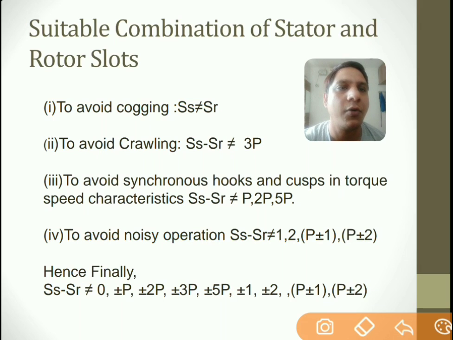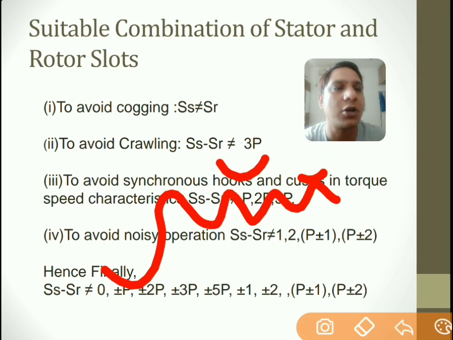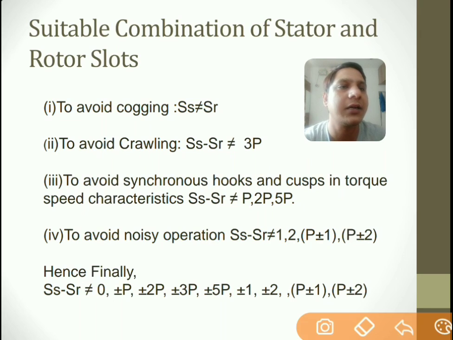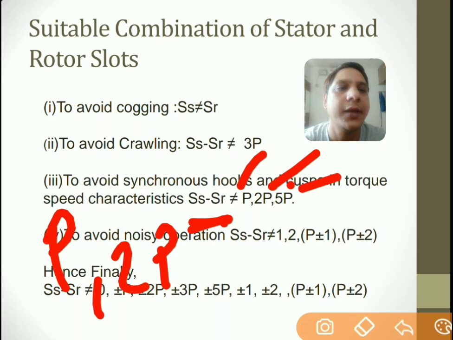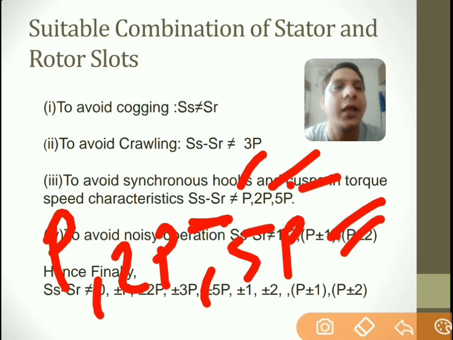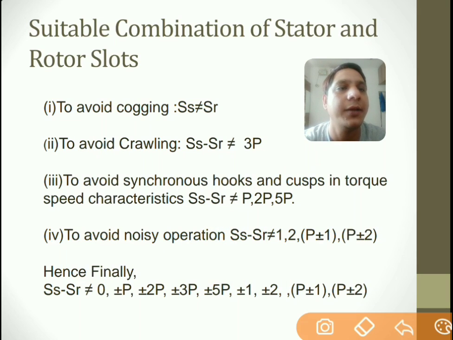Apart from that, if you want to avoid synchronous hooks and crawls in the torque, which is useful for some applications, if you want to avoid hooks and curves in the torque speed characteristic, then the conditions are that SS minus SR, the stator slots minus rotor slots, should not be equal to P, should not be equal to 2P, and should not be equal to 5P. That's the condition to avoid the hooks and curves in the torque speed characteristics.